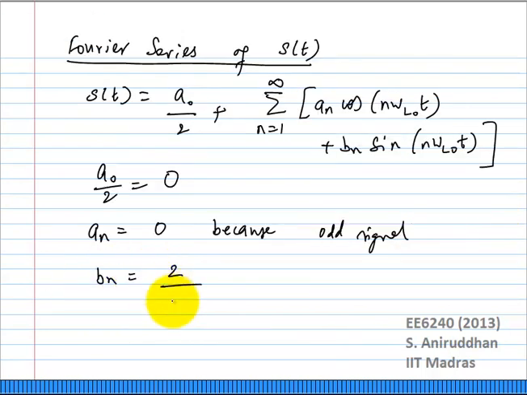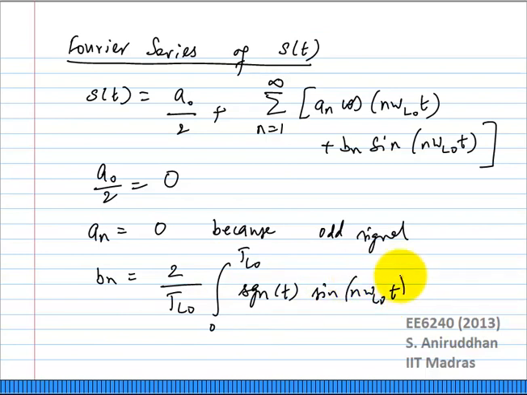b n. Again, you can use your fundamental definition to calculate what these values should be. Signum of t sin n omega LO t dt.